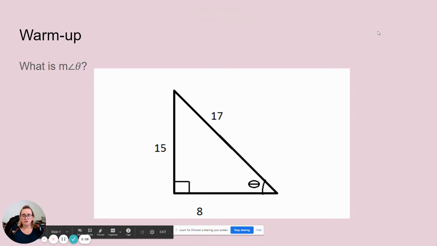We are going to do a review of right triangle trig, but first let's do a warm up on what we learned yesterday, which was cosine. So find the angle measure using our cosine.